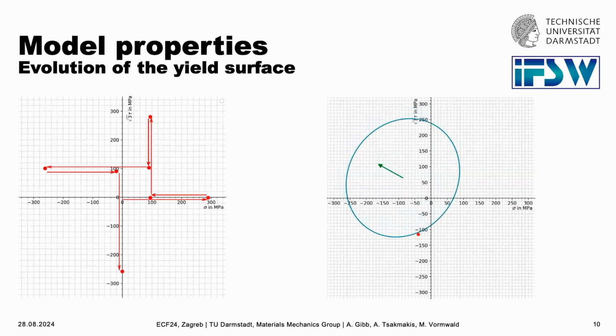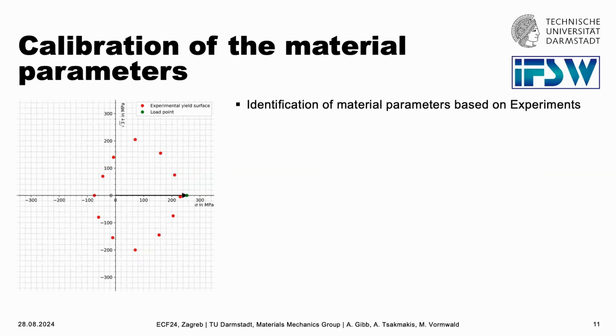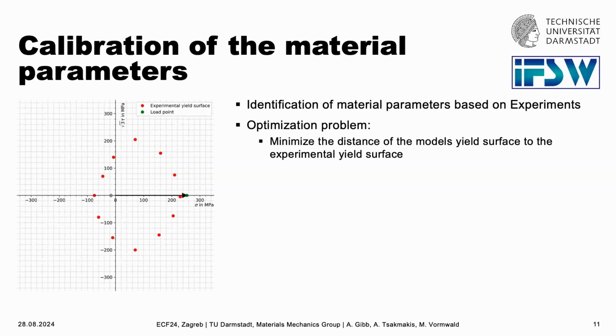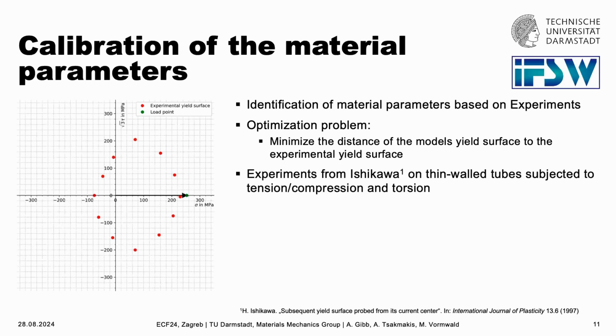So now we reach the last point. Okay, so now we need material parameters, and we want to validate using experimental data. It actually is an optimization problem. So we want to minimize the distance of our model's yield surface to the experimental yield surface. And what we did is taking experiments from the literature from Ishikawa.